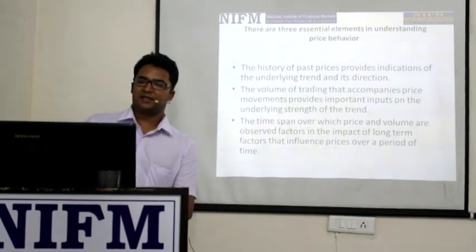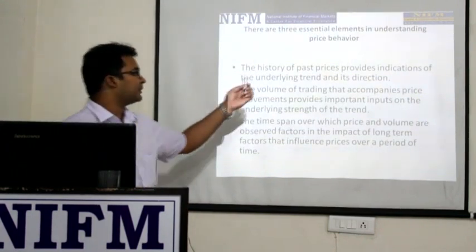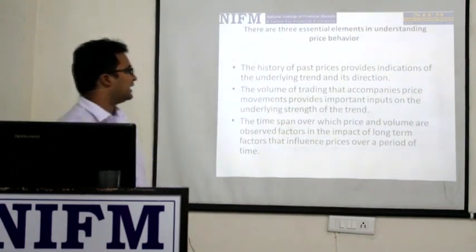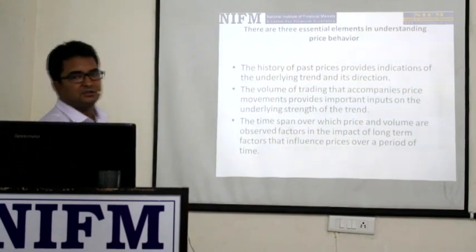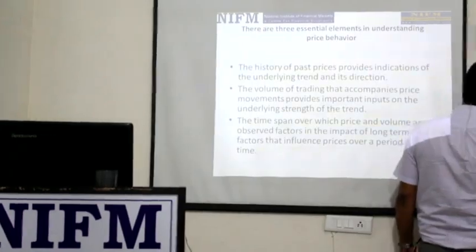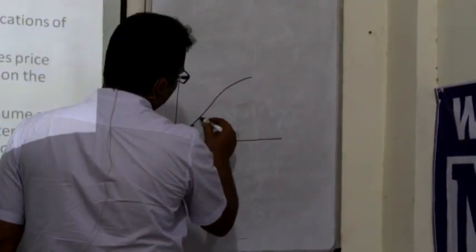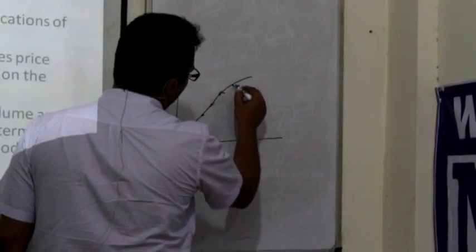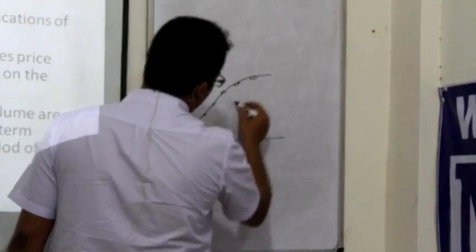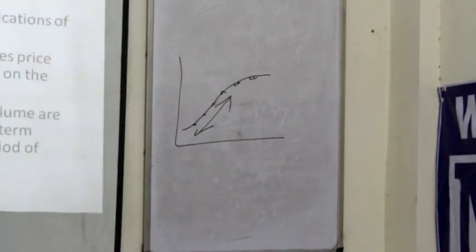There are 3 essential elements in understanding price behavior. The history of past prices provides an indication of the underlying trend and its direction. So for example, in case of technical analysis, the dotted lines are the prices of this particular asset. The history of the past price will give you a brief idea about how the stock might move in the coming future.